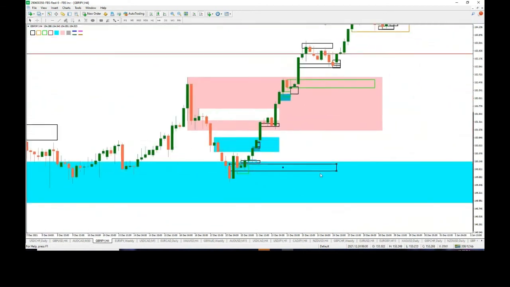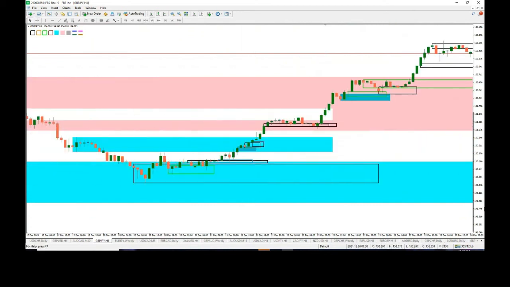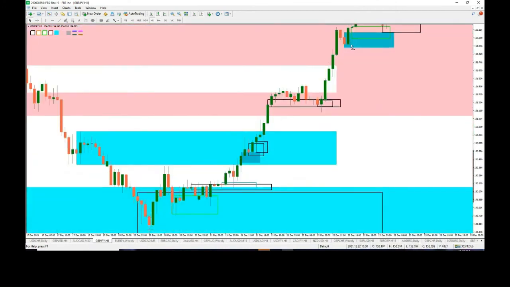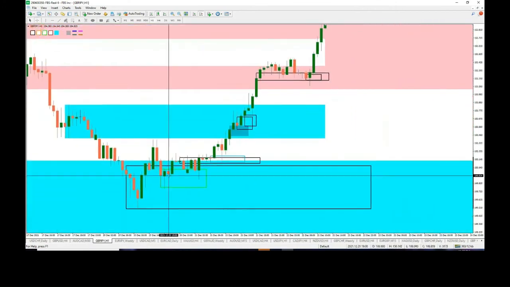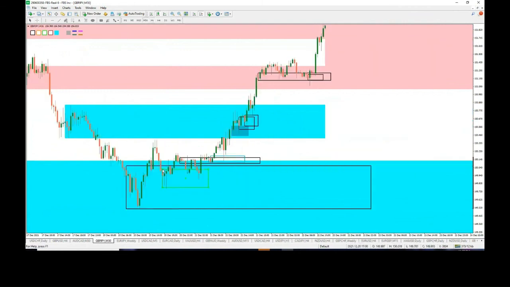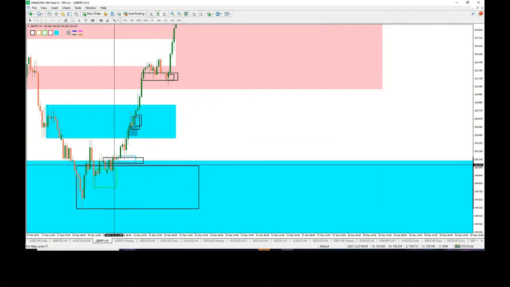Yes, H4 zone. So this H4 zone is big. We wait for H1 or M30. This is M30 zone, the green one, entry. But if you wait for H1, you can wait for this zone to break and entry right here.